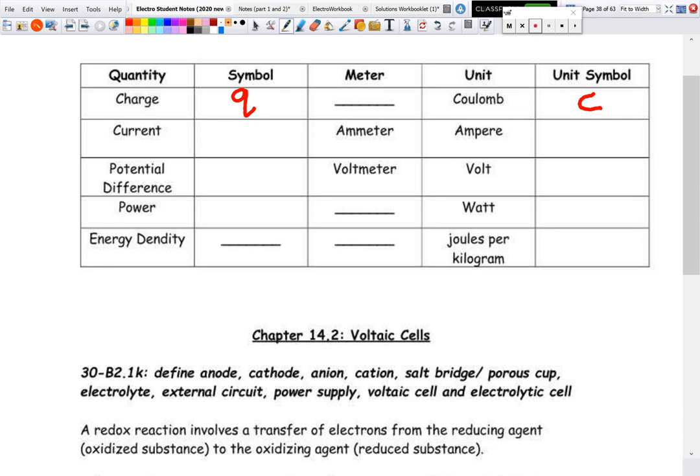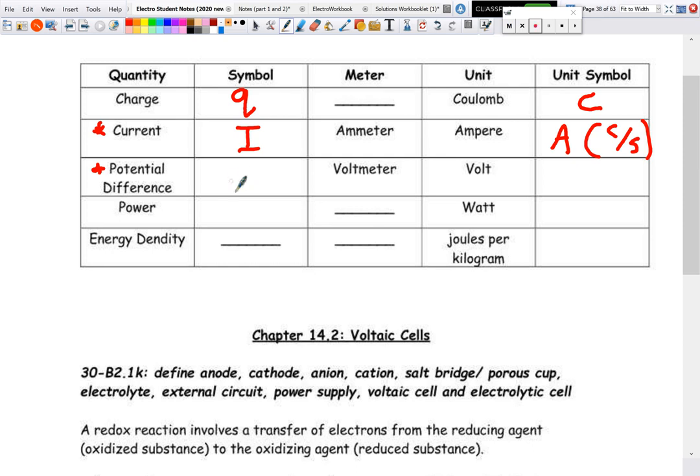Now current, the symbol for that is I. This one is going to show up, and the same thing with potential difference. So these are going to be the important ones. We measure current with something called an ammeter, and the unit we use is called an ampere. The unit symbol is A, and the base definition is a coulomb per second. What that means is how many charged particles go past a certain area every second.